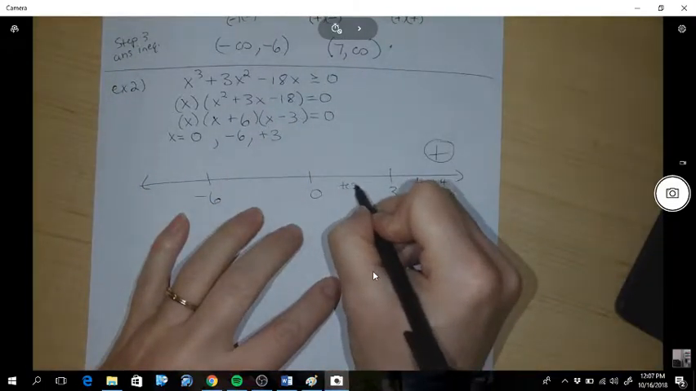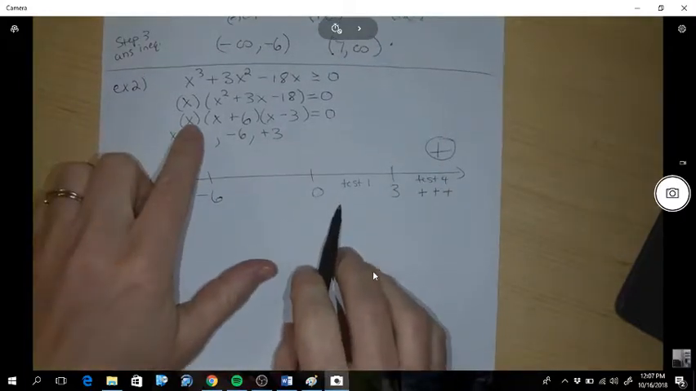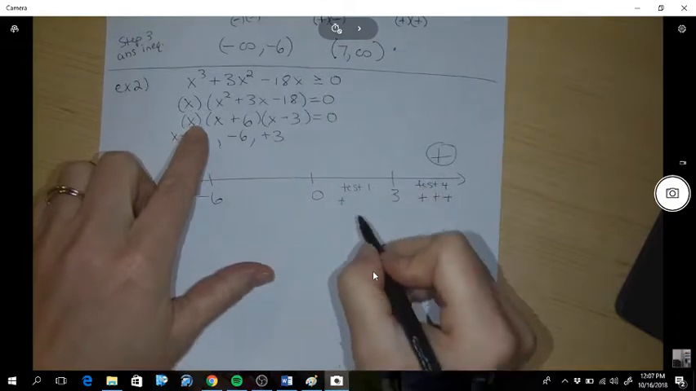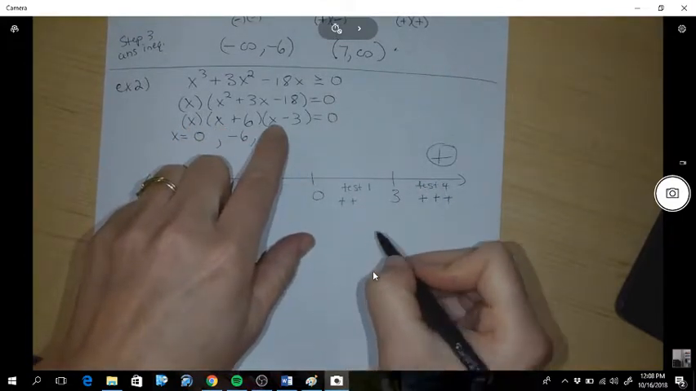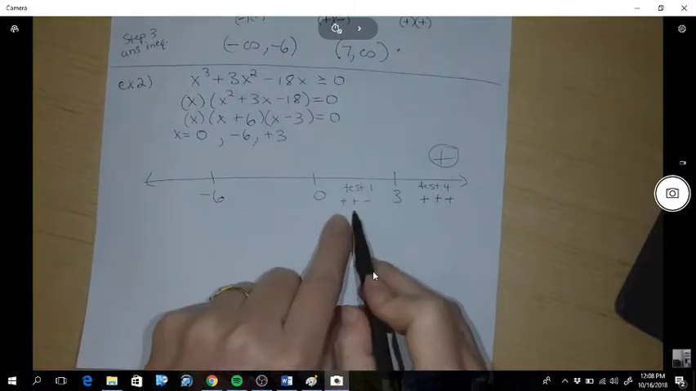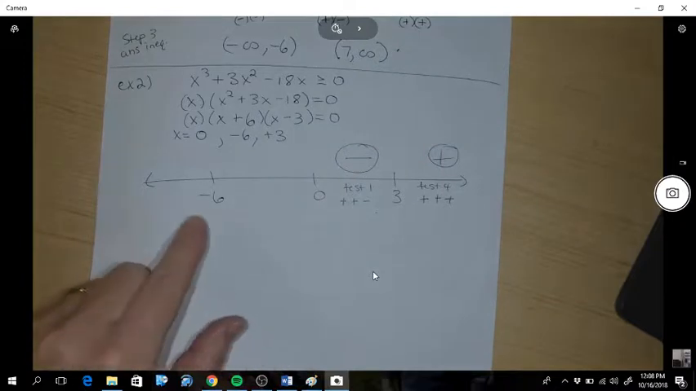I'm going to pick this region. I'm going to pick 1. 1 is in between there. 1 is positive. 1 plus 6 is positive. 1 subtract 3 is negative. Positive, positive, negative multiplies to a negative.